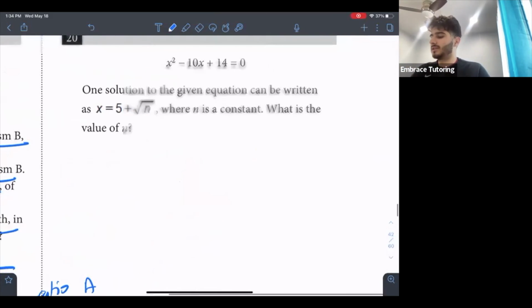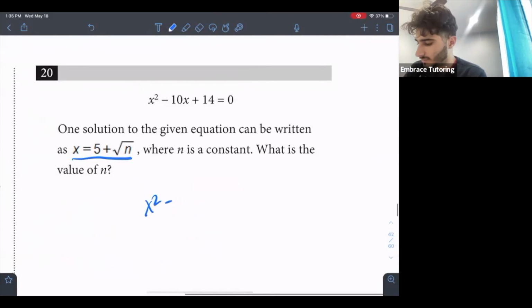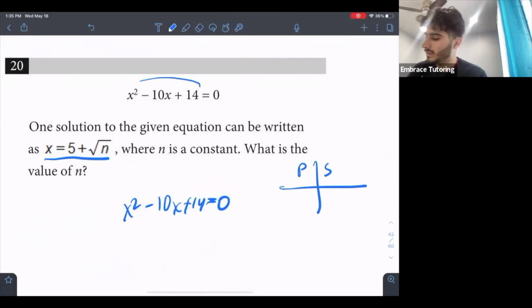And so last question. One solution to the given equation can be written as x is equal to 5 plus radical n, where n is a constant. What is the value of n? So you can do this by first seeing if you could factor this equation. You have x squared minus 10x plus 14 equals 0. You need two numbers with a product of 14 and a sum of 10. Let me write that on top, actually. Product of 14, sum of 10.